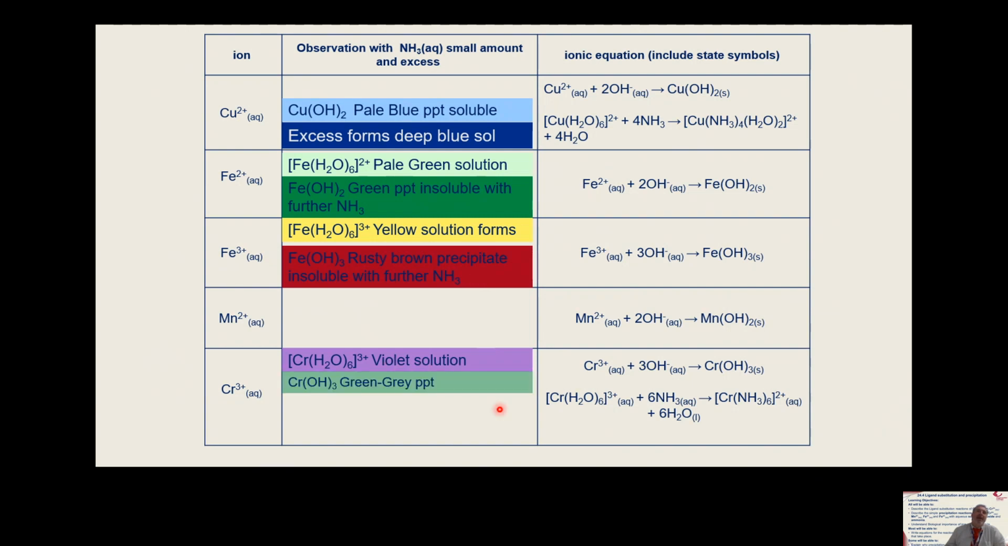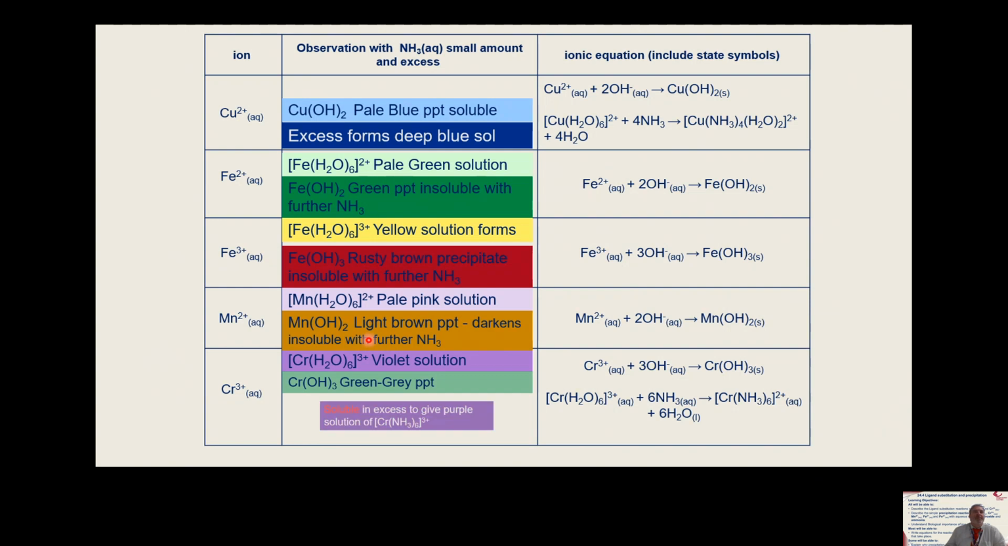Chromium is violet. Okay, then it's grey green. Manganese is pale pink, and then it is light brown when it's manganese hydroxide, and darkens and is still insoluble with further ammonia, so we're actually not getting much further reaction. Okay, and this is soluble in excess to give a purple solution of chromium 3+. Okay, and we can see the equations there. It's a slightly different layout, possibly from your booklet, but it might be a better way of remembering it.